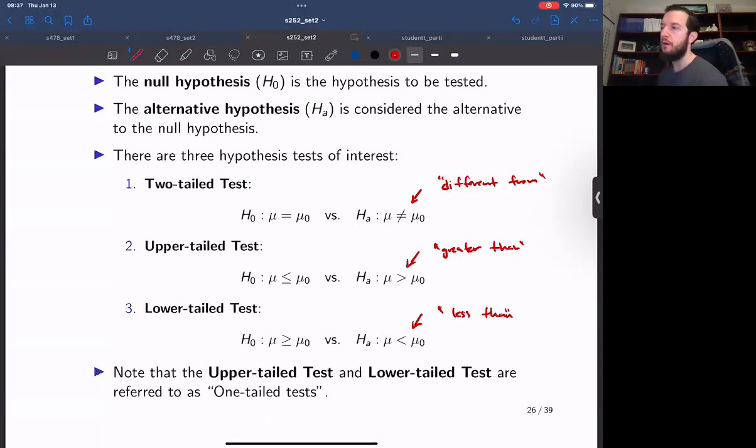Which is this part here. So we have three hypothesis tests. Each one has an alternative that represents a particular style of question. And the alternative is always going to reflect the question of interest. And then the null hypothesis will essentially just give the opposing symbol. But in all cases, the null hypothesis really just represents equality. And that's how we treat it within the study.